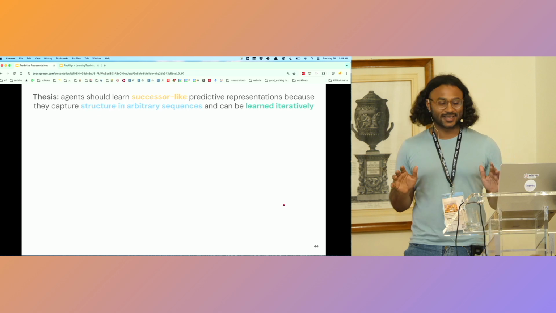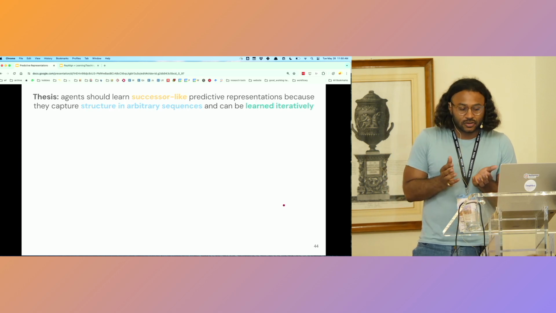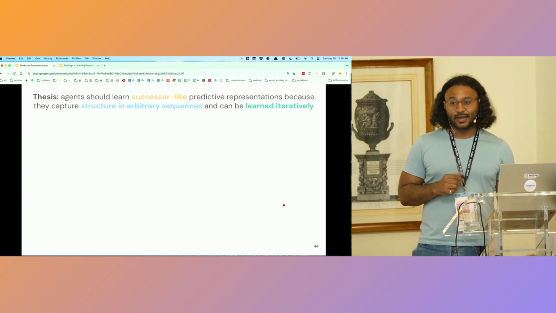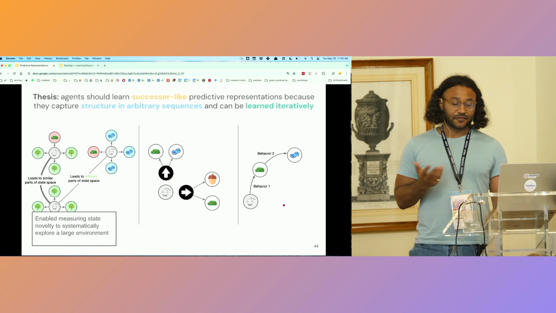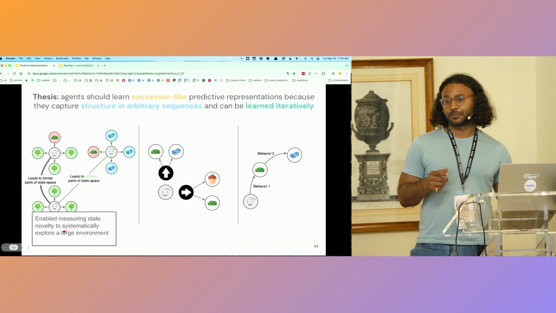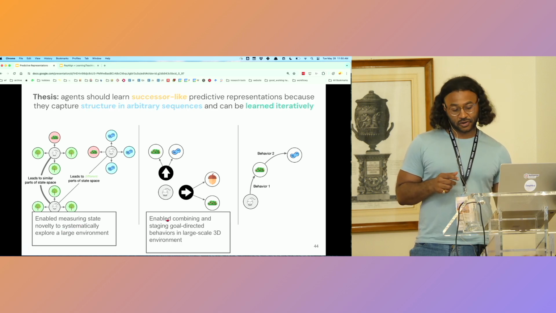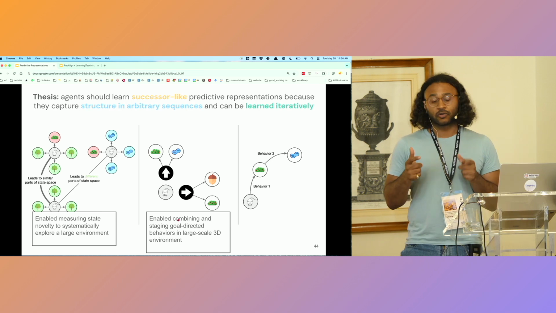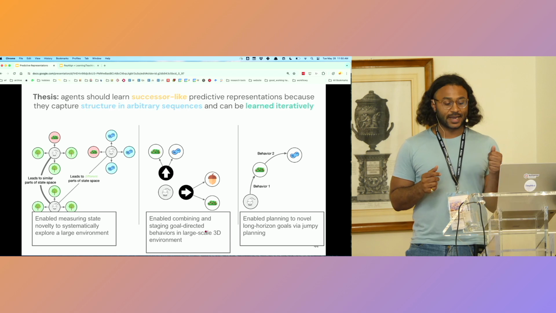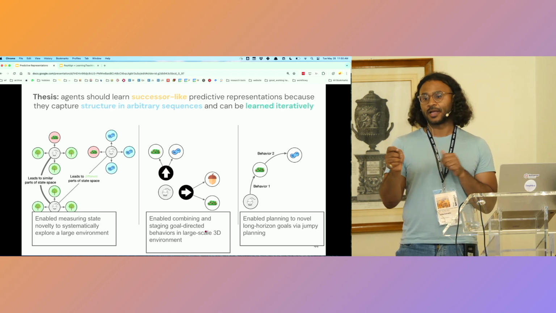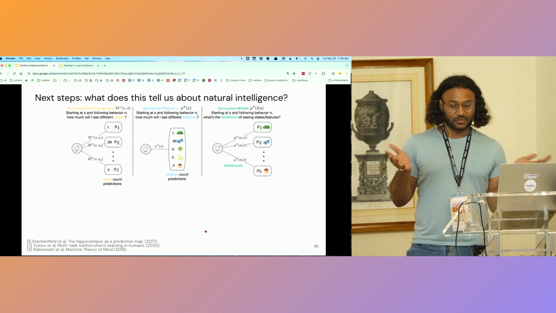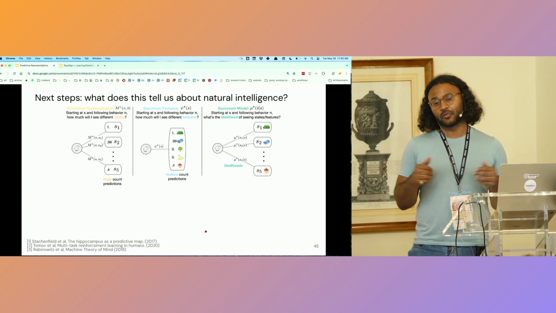So I'll come back to the thesis of this talk. Agents should learn successor-like predictive representations because they capture structure in arbitrary sequences and can be learned iteratively. In the first part, I showed how this enabled measuring state novelty to systematically explore a large environment. Then I showed how this enables combining and staging goal-directed behaviors in a large-scale 3D environment. And then how this enables planning to novel long horizon goals via jumpy planning, so very efficient planning. And as a conclusion, I will conclude with next steps.